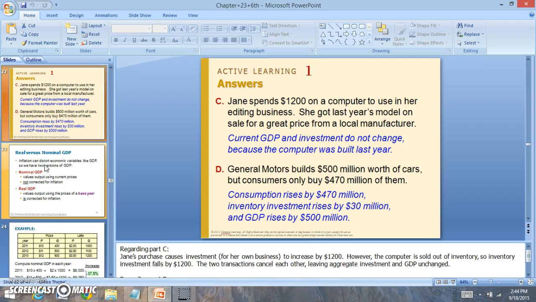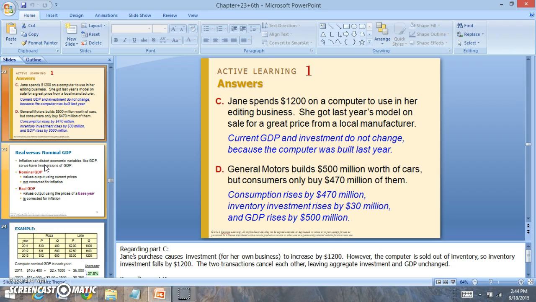Jane spends $1,200 on a computer to use in her editing business. She got last year's model on sale for a great price. So now, think about this. She got last year's model on sale. That is not in current GDP because of the time period. Make sure to focus on what's being produced within our time period.